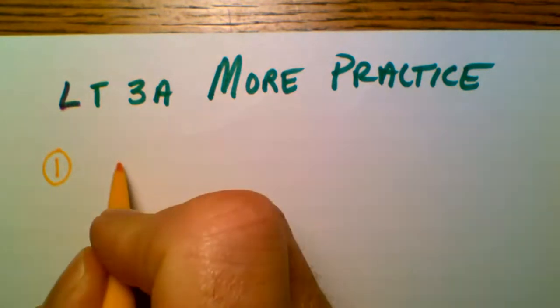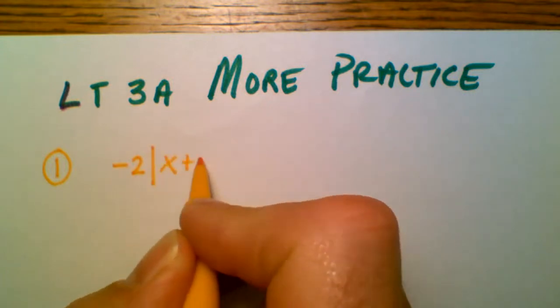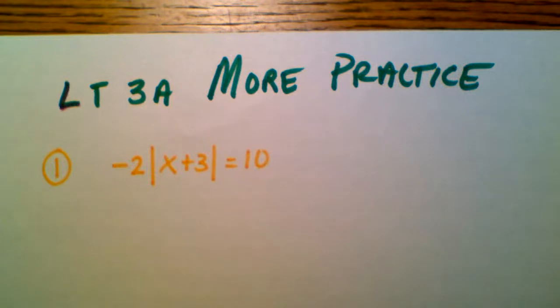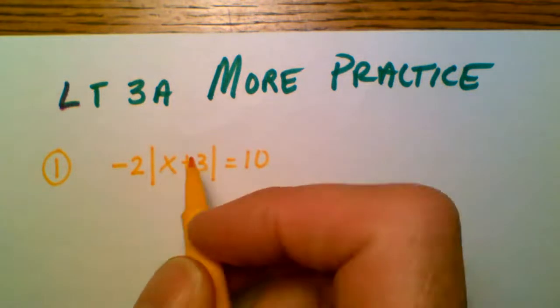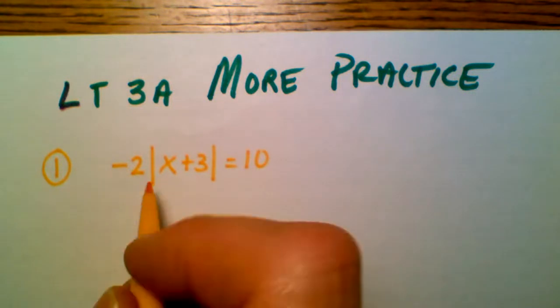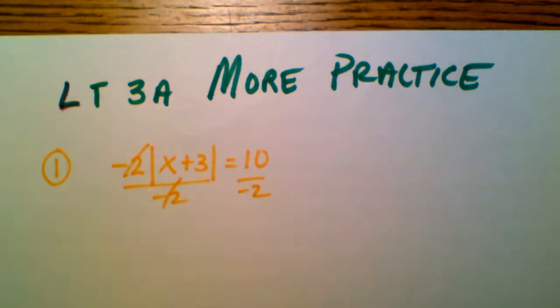It was not planned. Okay, so -2 times the absolute value of x plus 3 is equal to 10. Remember, the first thing we want to do here is not to distribute. We don't want to do that kind of problem like this. What we want to do is divide by -2 to both sides on this problem. So what happens is we get the absolute value of x plus 3 equals -5.